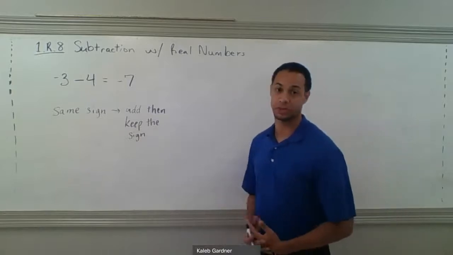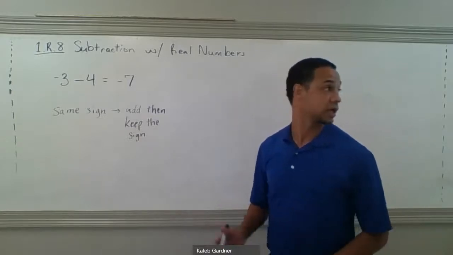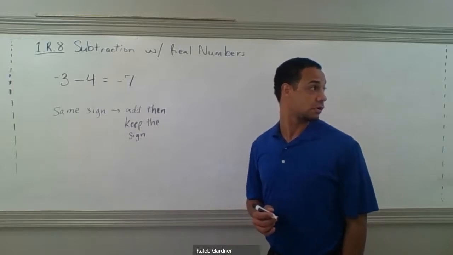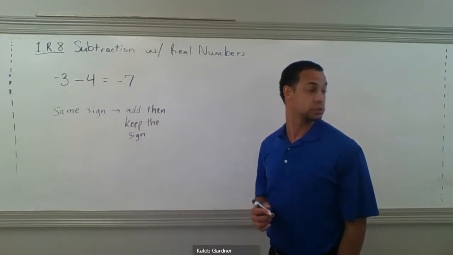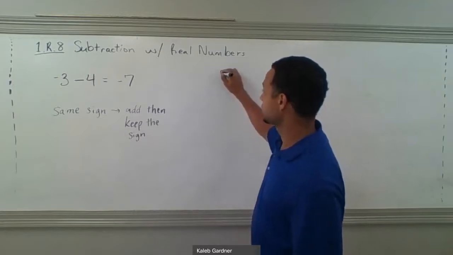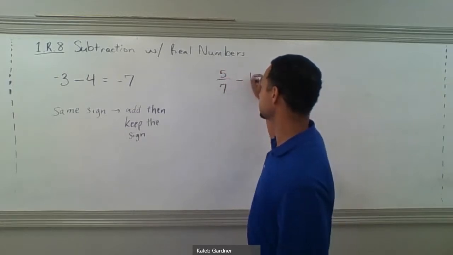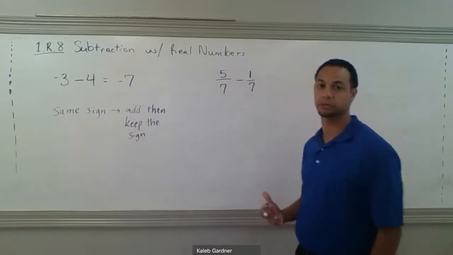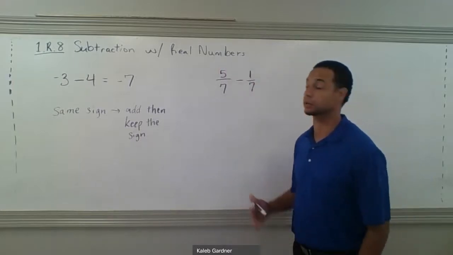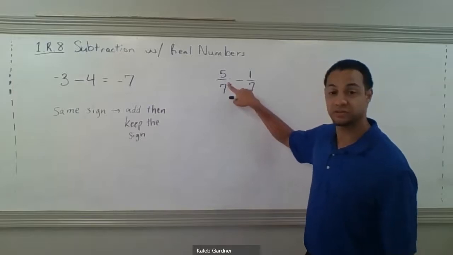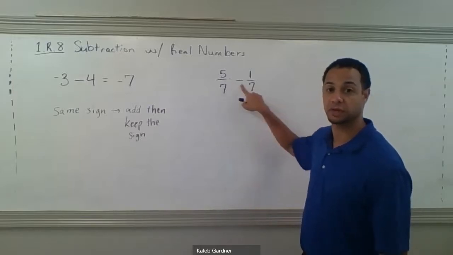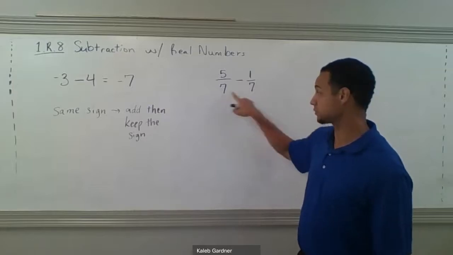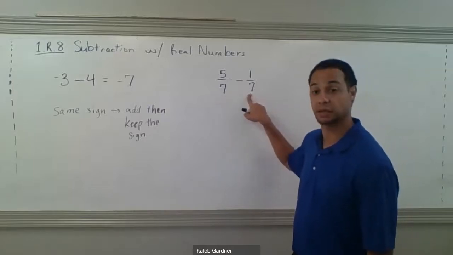So next example, right? So what if we have different signs? Okay. All right, so what if we have different signs, like 5/7 minus 1/7? Okay, well, I know fractions are a little intimidating, but forget about that for a moment. Let's just look at it. I've got a positive and I've got a negative, right? This minus sign means that this is negative. These are opposite signs, positive and a negative. So what do we do? We subtract.